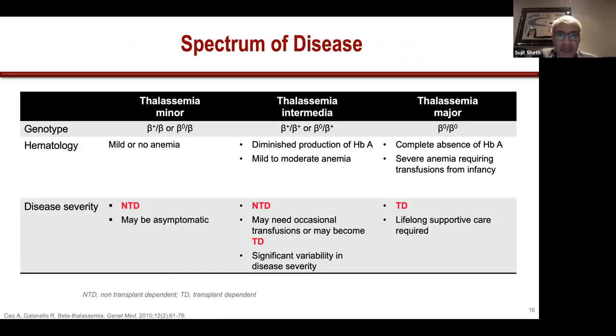So the spectrum of disease, again: thalassemia minor on the left-hand side, mild to no anemia. These are non-transfusion dependent patients, and they're usually completely asymptomatic. Remember, in this situation, you have one normal functioning beta globin gene. The other one is not working, but you're able to compensate and still have only a mild anemia. At the other end of the spectrum, beta thalassemia major, which is beta 0, beta 0. You have a complete absence in the production of hemoglobin A because you don't make any beta globin at all.